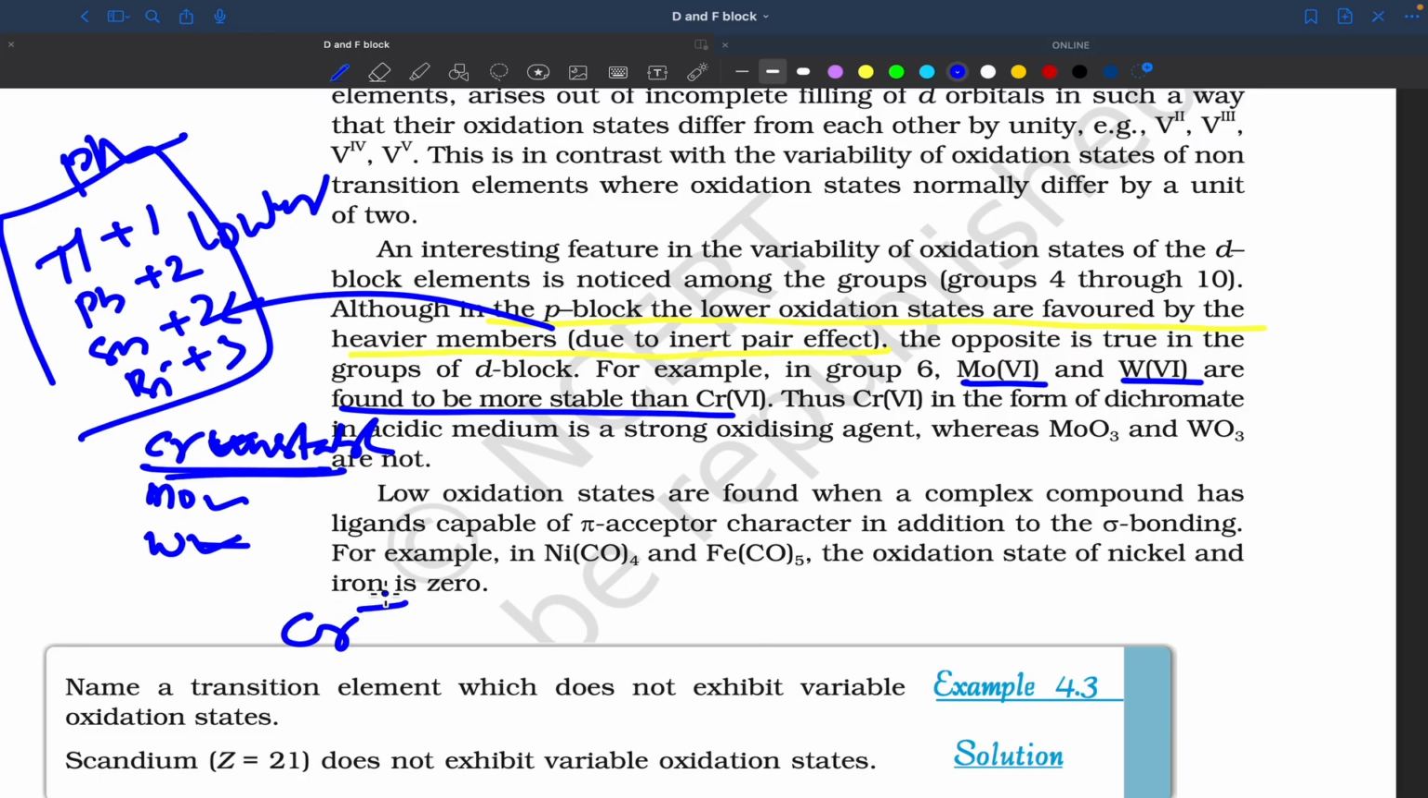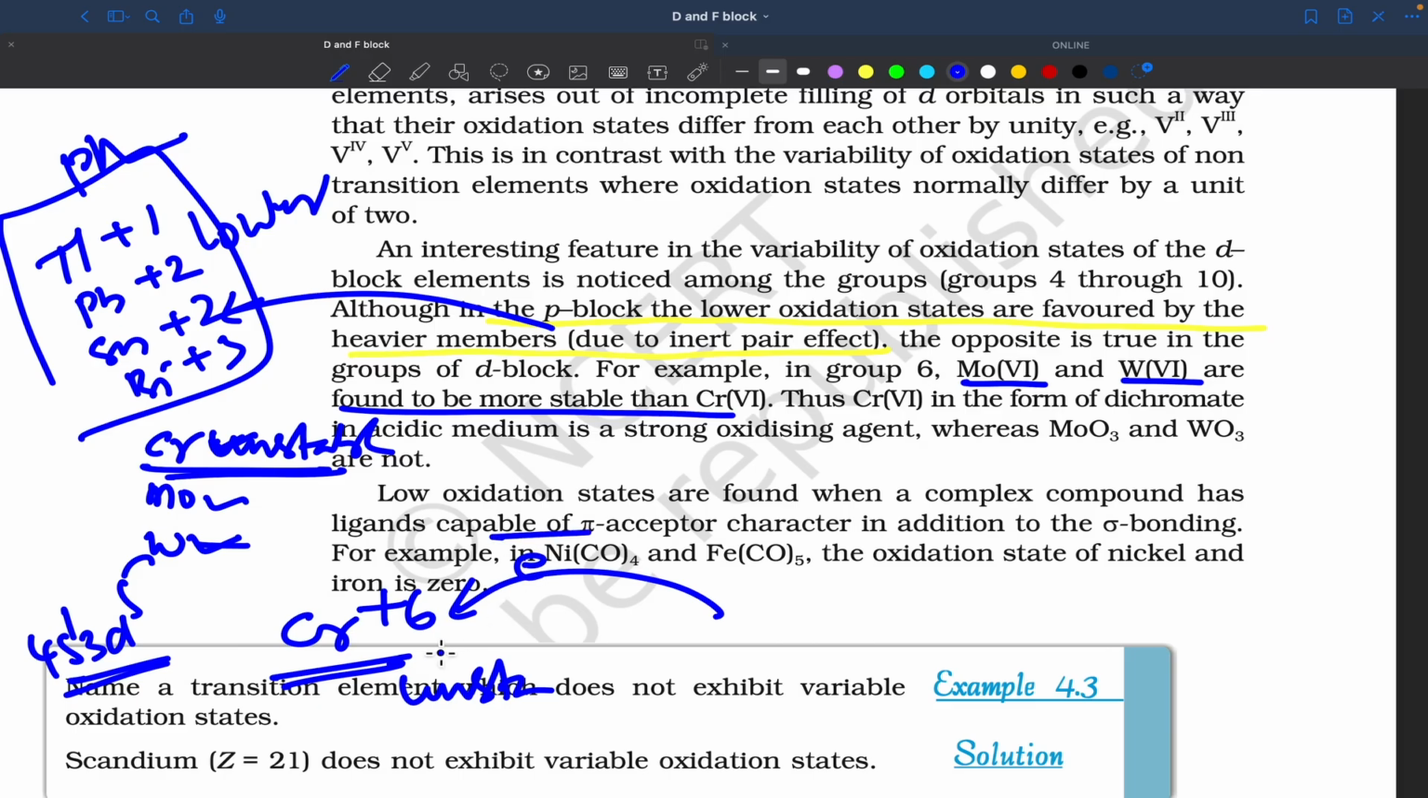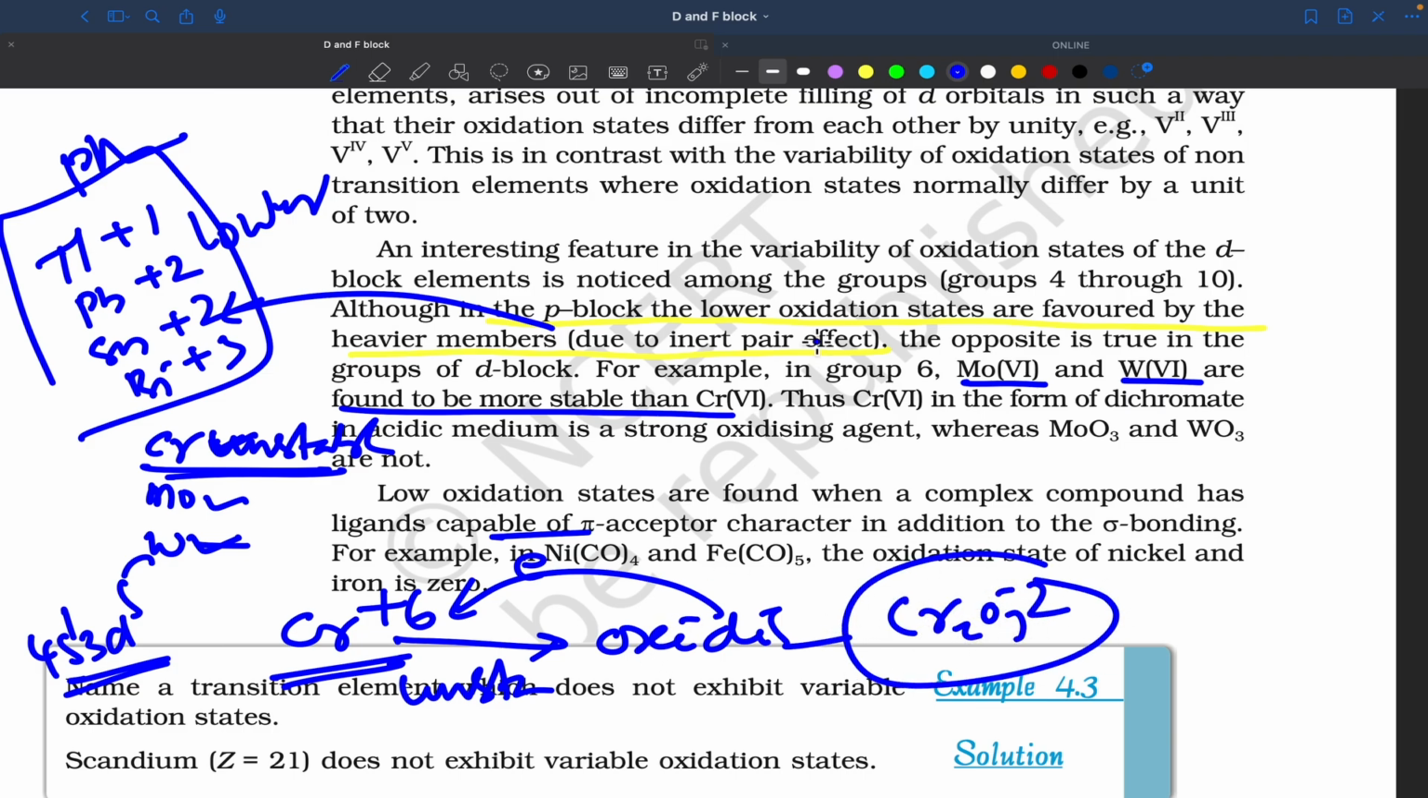It has +6 oxidation number and it has maximum electrons lost, the configuration being 4s1 3d5. All electrons are lost. It cannot lose any more. But it is unstable. In that process, it accepts the electrons. That's why Cr+6 is a good oxidizer. In fact, Cr2O7 2- is a good oxidizing agent. That's what is the meaning here.